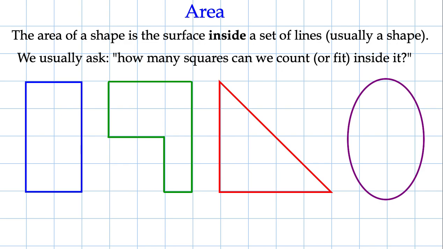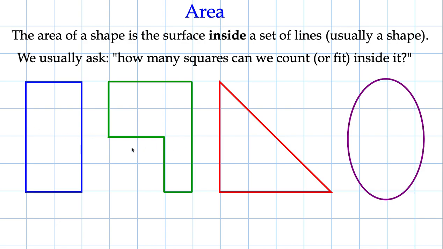And in looking at that surface inside, we're usually asking how many squares or little boxes we could count or fit inside it. We usually use a square, a box that's 1 centimeter by 1 centimeter, or a millimeter by a millimeter, or a meter by a meter. It depends how big the shape is. At the moment these boxes are all a centimetre square, but we're just going to call them units because you may be using smaller squares or bigger squares.